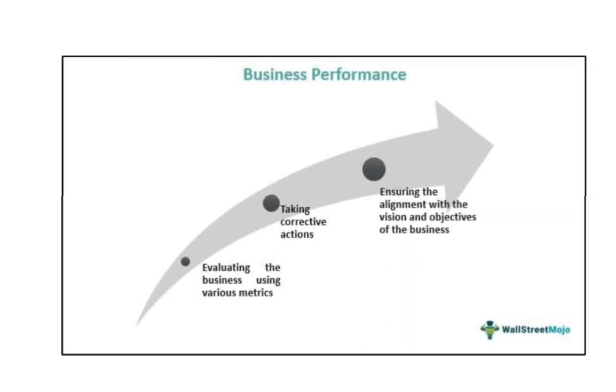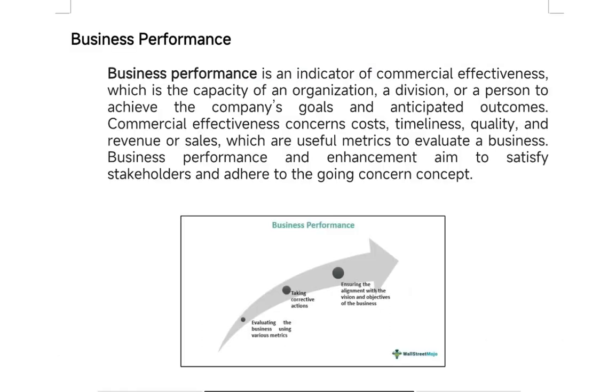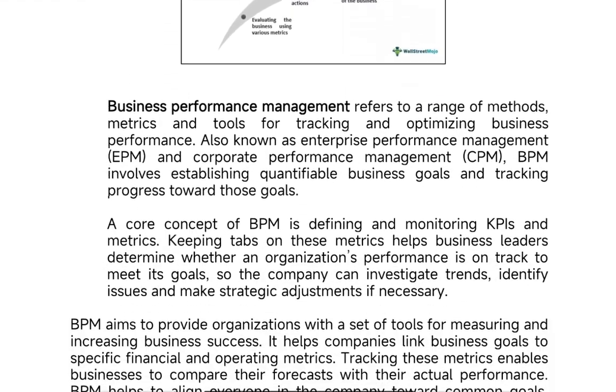Now, to ensure alignment, of course, after evaluation, identifying problems and taking corrective actions, you ensure that your goals will be aligned. The objective of the business to increase their sales is possible because the production process is high.